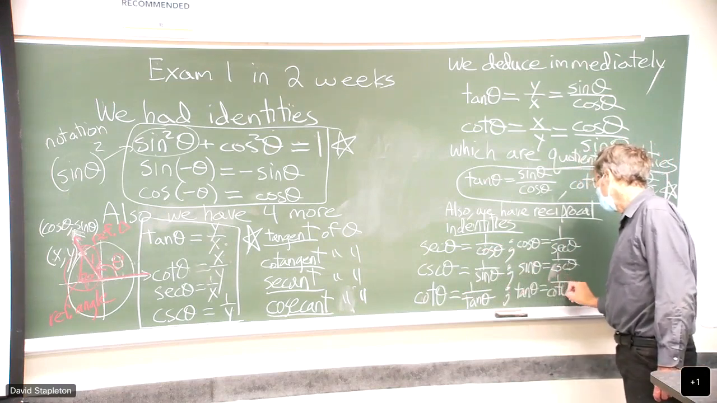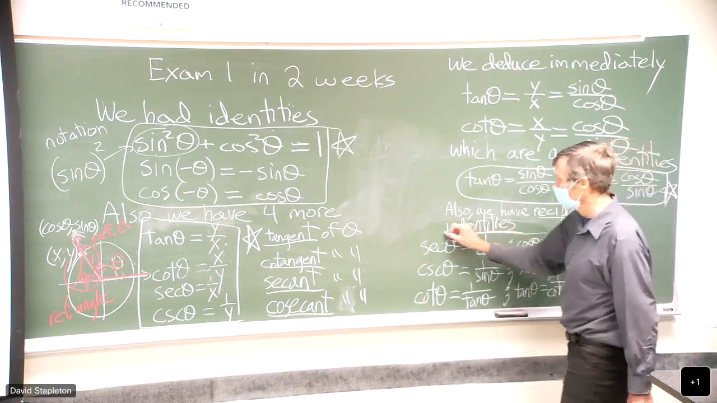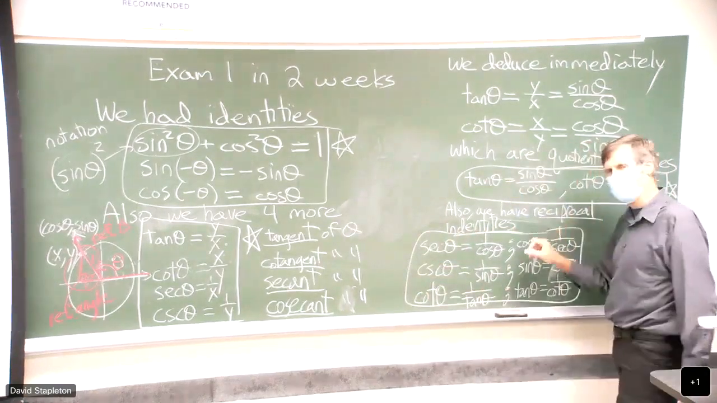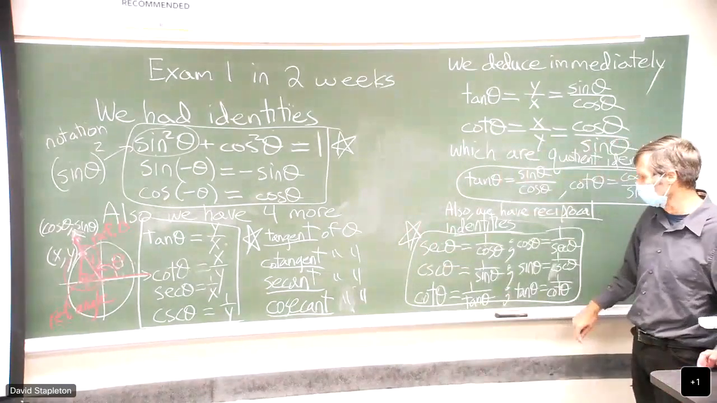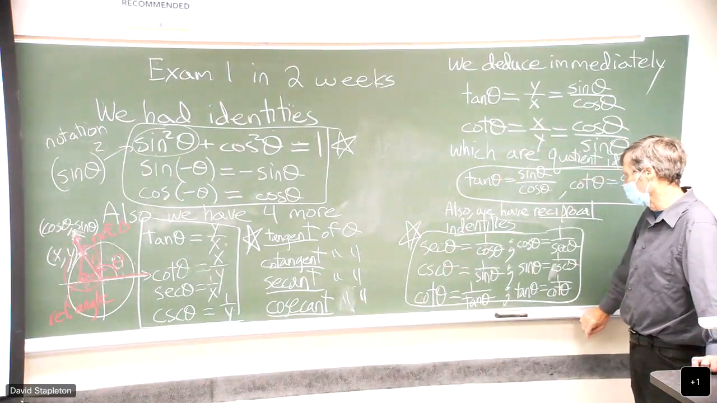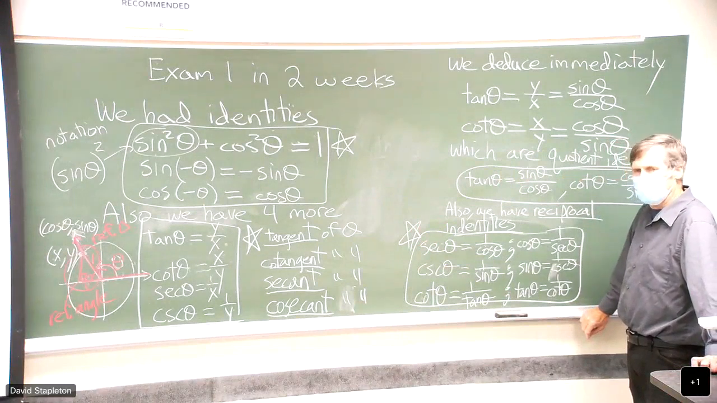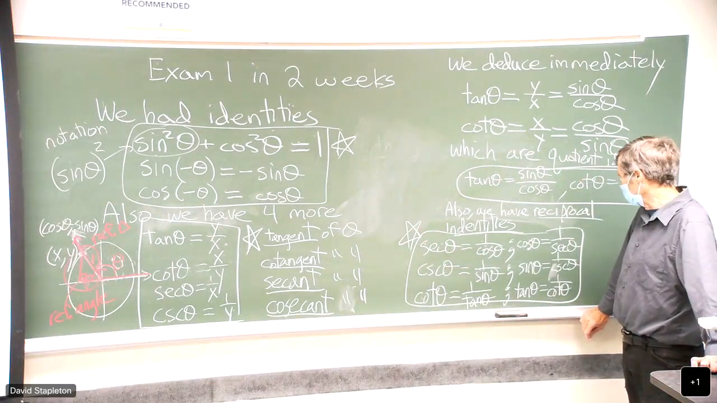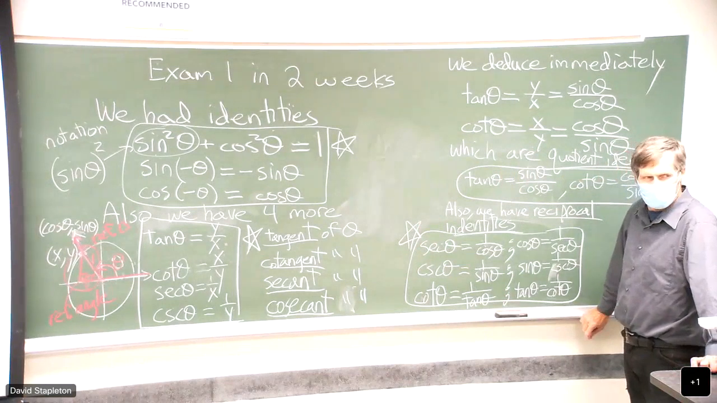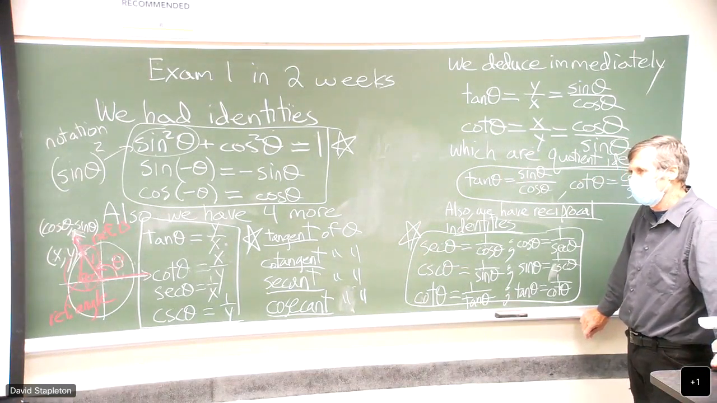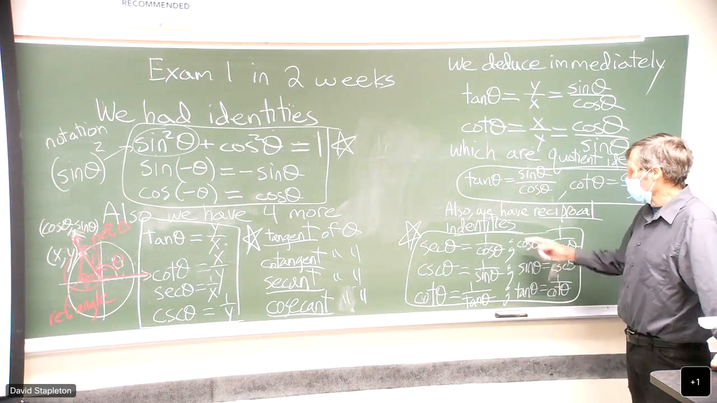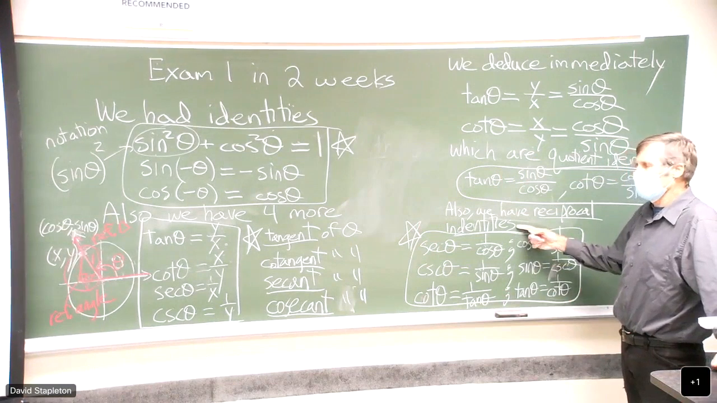And why do we call these identities rather than theorems? I'm giving you a whole bunch of these. We'll stop giving these shortly, but there will be some more coming up. What's the difference between an identity and a theorem? What we say is an identity is a theorem that's true whenever everything's defined.